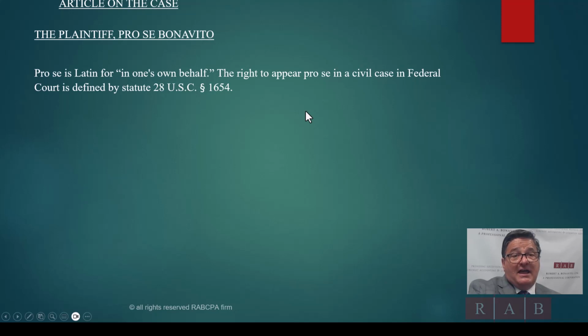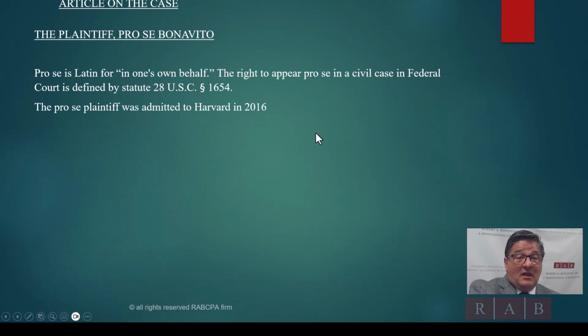Now, when you're pro se, okay, pro se is on one's own behalf, and you have a right to go and represent yourself in court, which for me was the only option, because the qualified law firms were afraid to go up against Harvard. Obviously, this case they would have easily won, and they were concerned about judges and stuff like that. So I had to do it on my own.